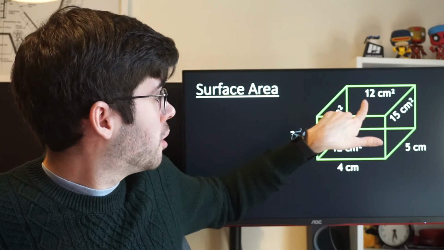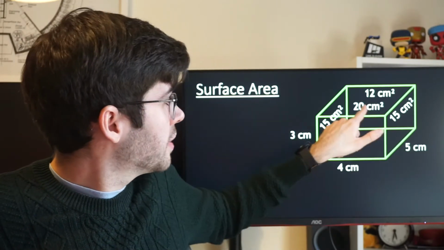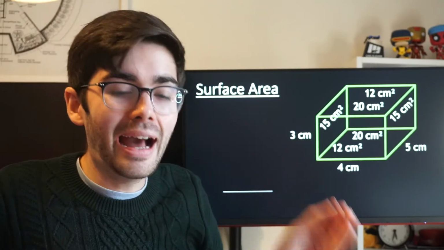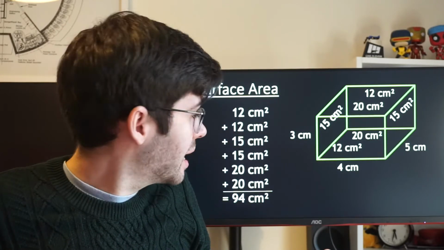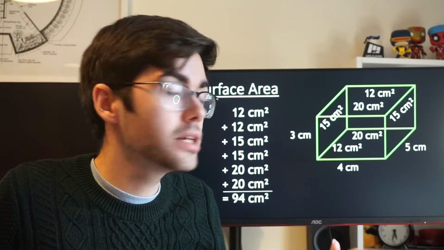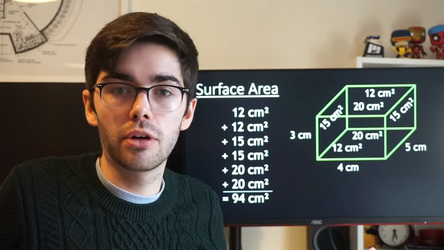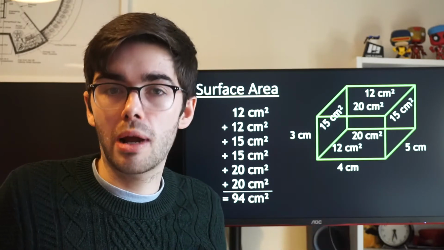What about the top of the box? 4 along, 5 back. 4 times 5, 20, and the bottom is going to be the same. We add all of those together, we get 94 centimeters squared. It's still an area, so it's still centimeters squared. That's the surface area of the whole shape. That's how much paint you would need to cover it with. That's how much paper you would need to wrap it with.